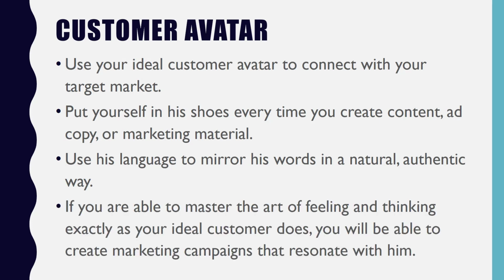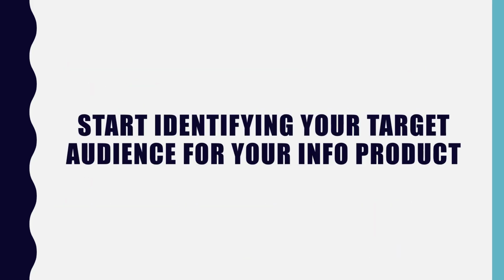If you can master the art of feeling and thinking exactly how your customer does, you're going to be able to create marketing campaigns that resonate with him or her and make you a better marketer and a better seller. So the plan of action here is, let's start identifying your target audience for your info product, because in the next lesson, we're going to start to create our product outline. And it's going to be a lot easier to create that outline once you've gone through this exercise of understanding who your ideal customer is, really thinking about where they're hanging out online, because it's going to make you a better marketer and a better seller. And most importantly, you're going to create a better product that serves your audience better.